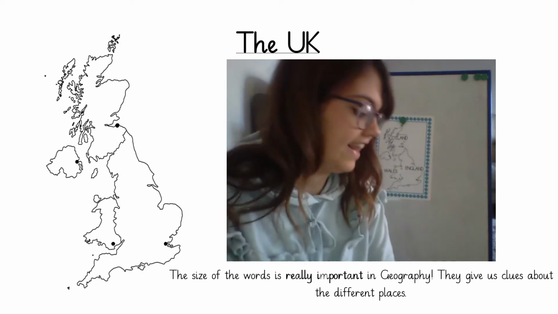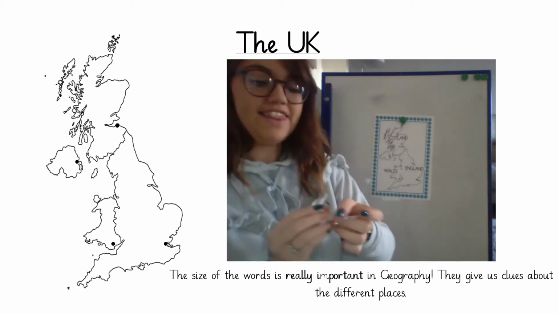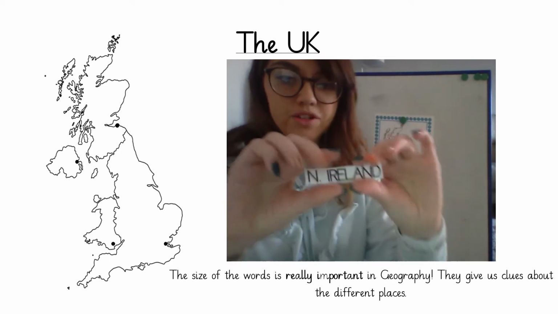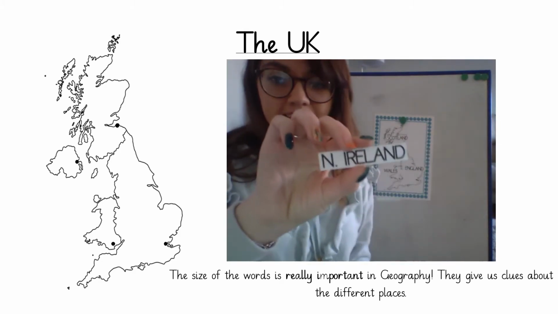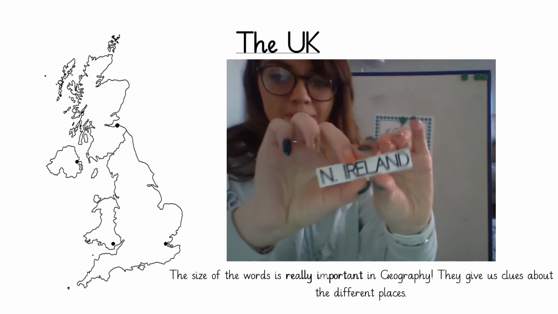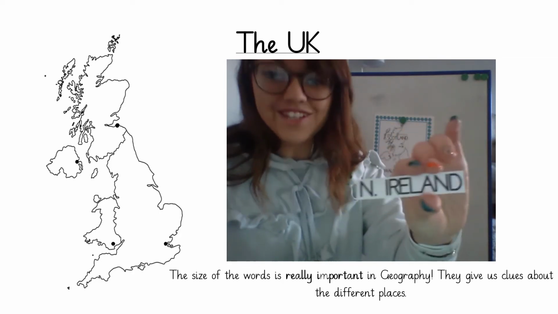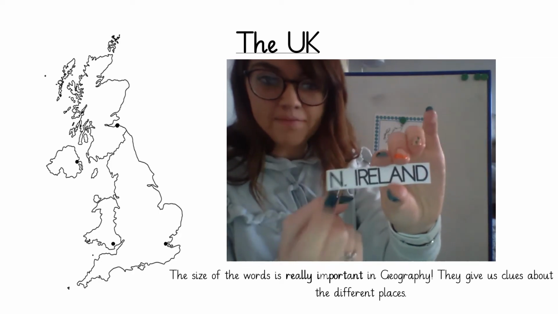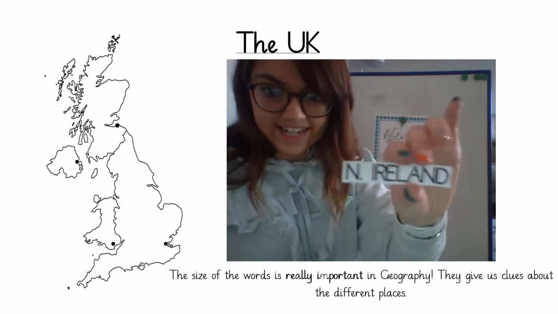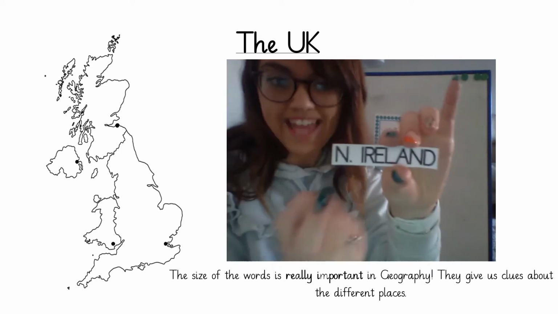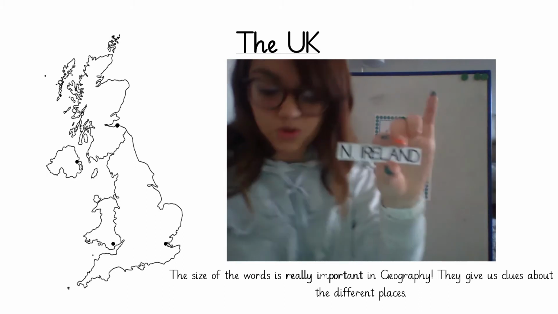Okay? And last one. This country, we have our action for this. It's across the sea. Can you remember what it's called? It's called Northern Ireland, isn't it? Now, because it's too big for me to write down and fit onto my map, I've just put N for Northern. But this is Northern Ireland.